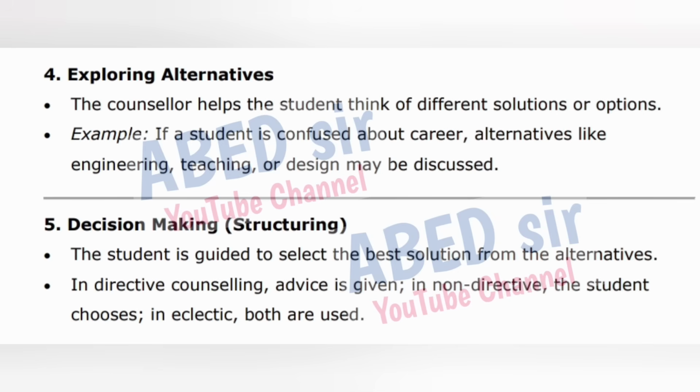4. Exploring alternatives. The counselor helps the student think of different solutions or options. Example, if a student is confused about career, alternatives like engineering, teaching, or design may be discussed. 5. Decision-making, structuring. The student is guided to select the best solution from the alternatives. In directive counseling, advice is given. In non-directive, the student chooses. In eclectic, both are used.